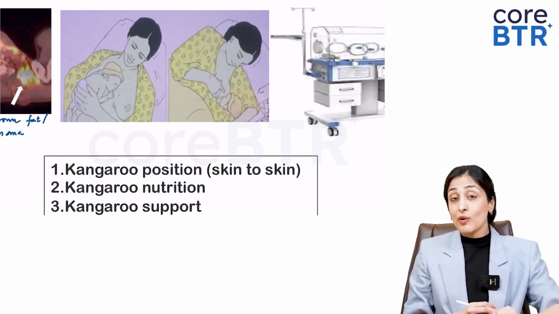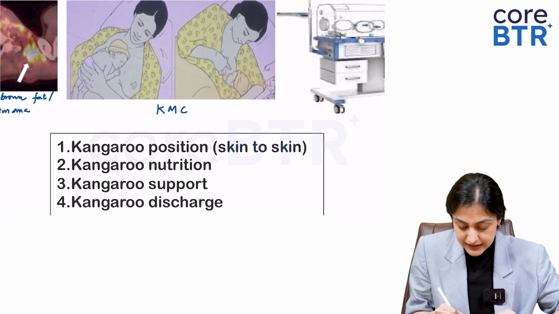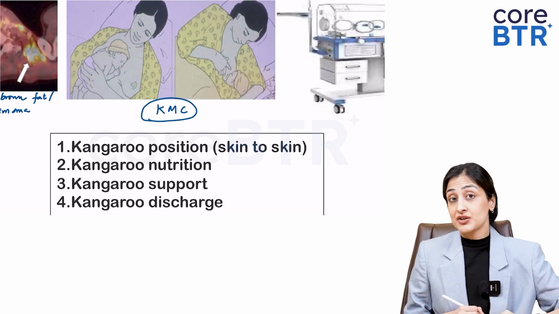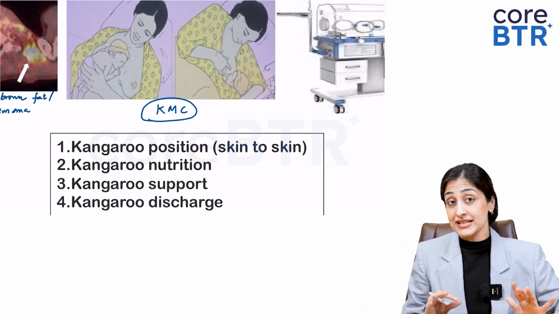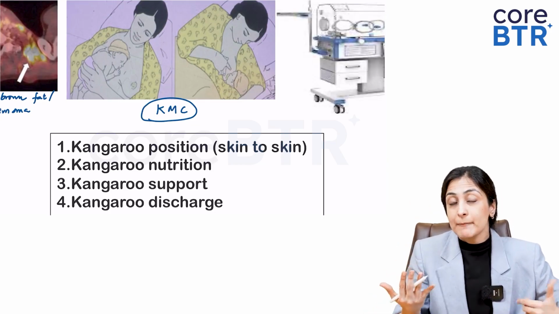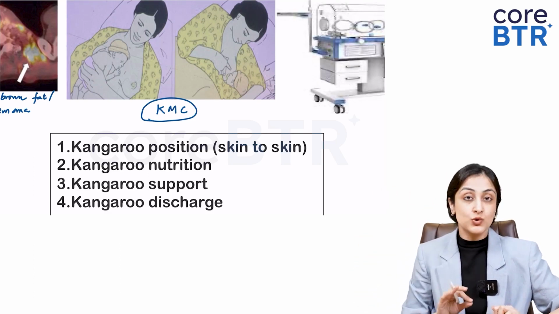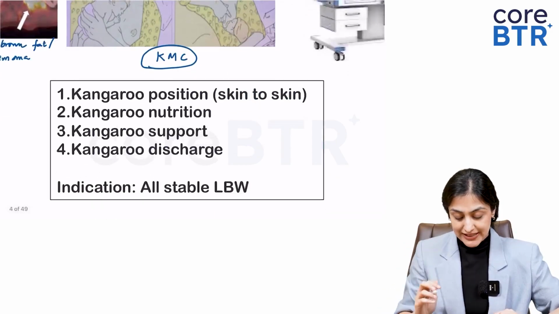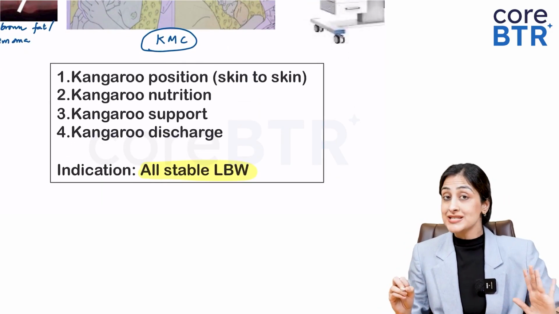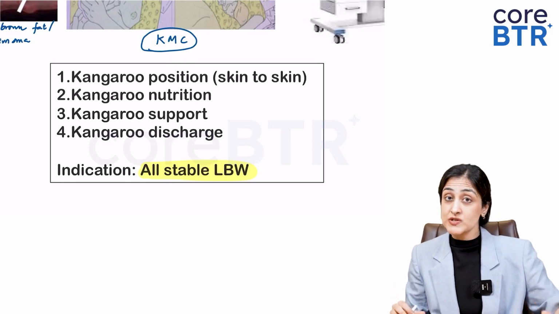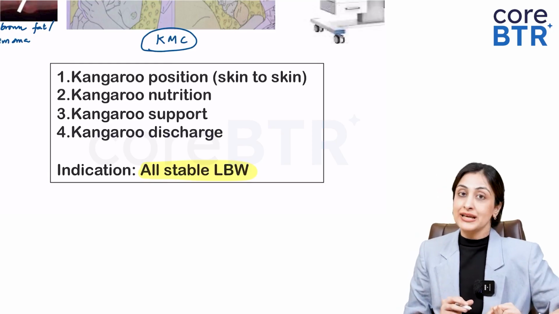Then let's talk about kangaroo mother care. Very, very important. Kangaroo mother care is where we are trying to care for low birth weight babies who need some extra care, but they are stable enough to not need a NICU setup. NICU means newborn ICU, right? So this is indicated in all stable low birth weight babies. Any baby who is stable, who does not need specialized NICU care, can do KMC, right?